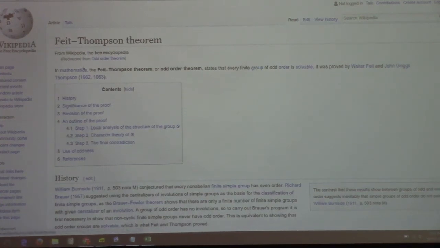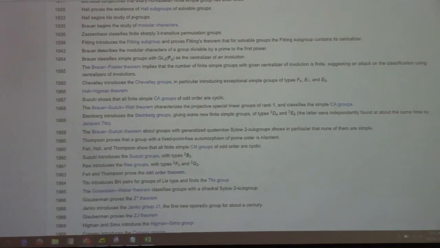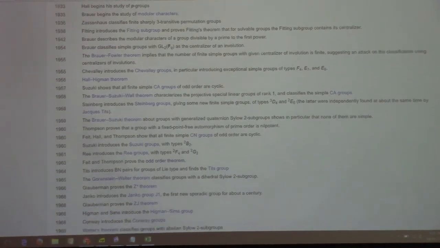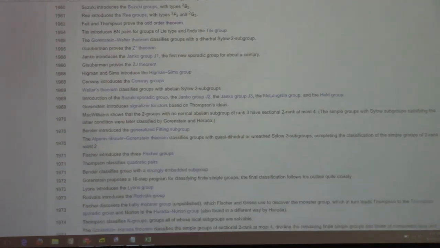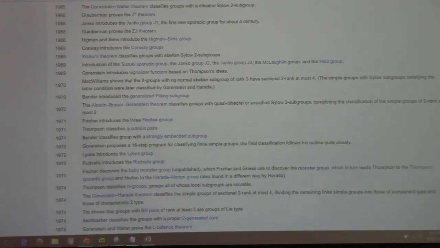Solvable. Exactly. What is solvable? That would be a question for Math 422. Now, I'm not done yet. I'm almost done.